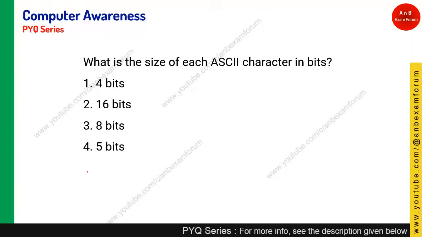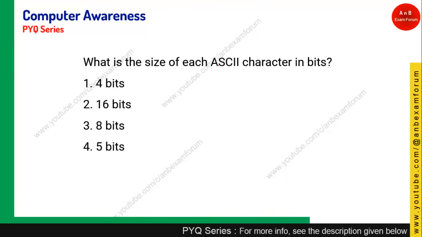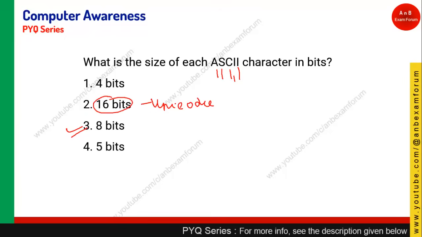Quickly moving to the next question: what is the size of an ASCII character in bits? What is ASCII? It is the American Standard Code for Information Interchange. Whatever characters you are seeing on the screen are basically ASCII characters, and the size of an ASCII character is 8 bits, and Unicode is 16 bit. Just remember it: if it is Unicode it is 16 bit, but if it is ASCII it is 8 bit. So option 3 is the right answer.